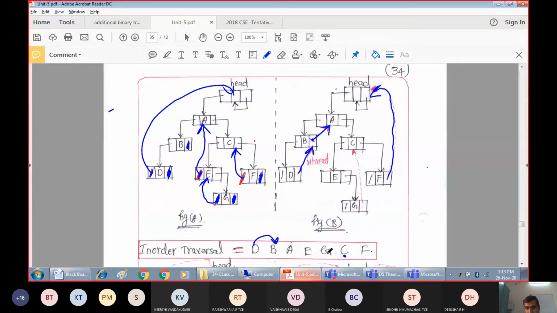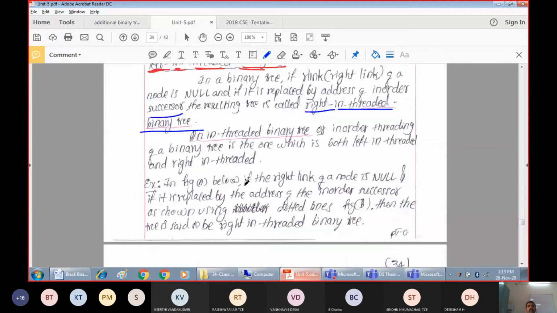Which is the next node of G? The successor of G is C. The next node of G is C. So G should point to C. The right link of G should point to C. Now this is what is a right in threaded binary tree.